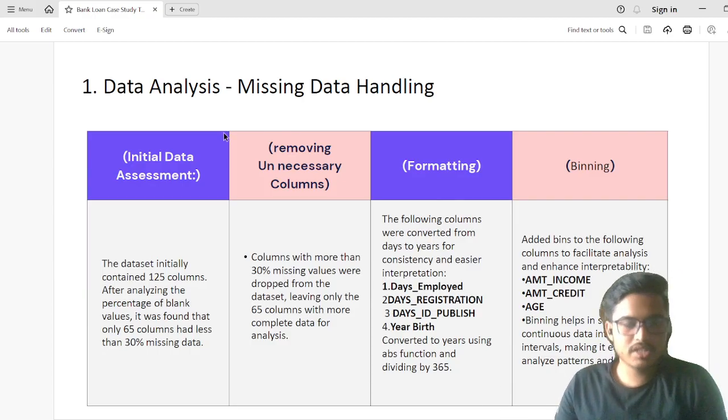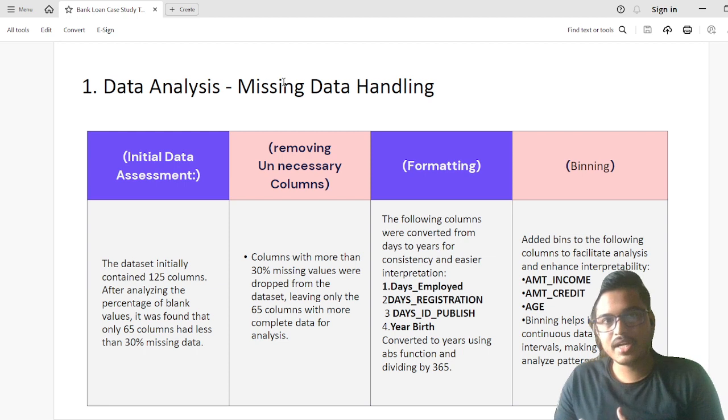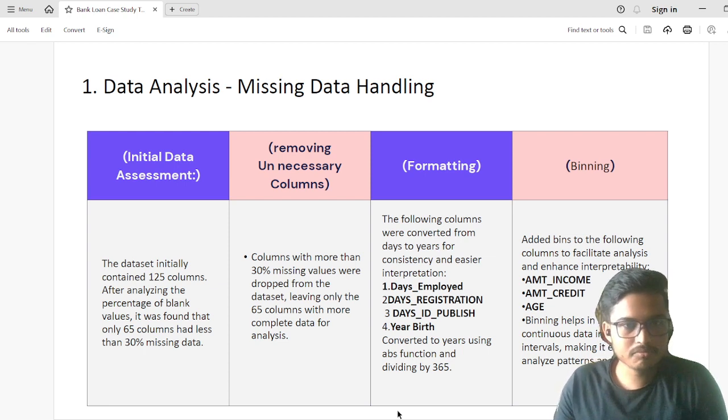So in the first project, the first task was given the data analysis and finding the missing data handling. So we did the initial data assessment. Let me take you to the Excel sheet.